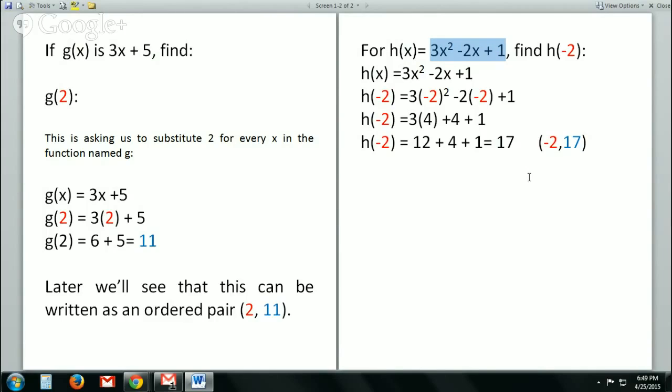When you're asked to evaluate g of some number, f of some number, h of some number, that just means take that number, substitute it into the appropriate function, and figure out what the value is.